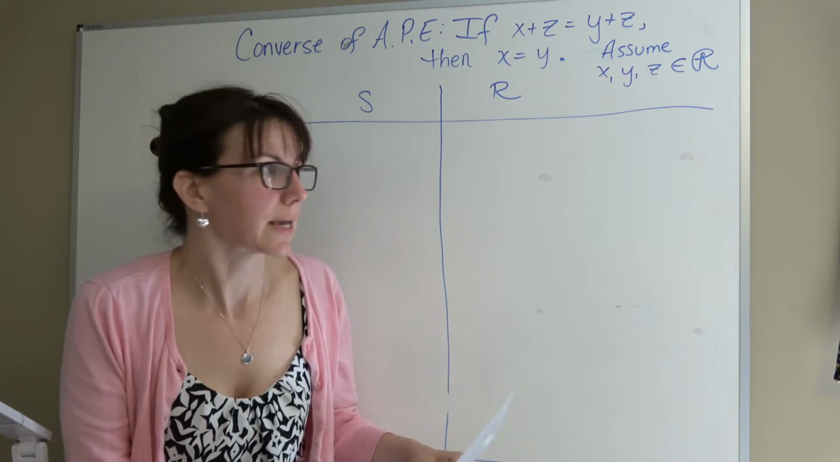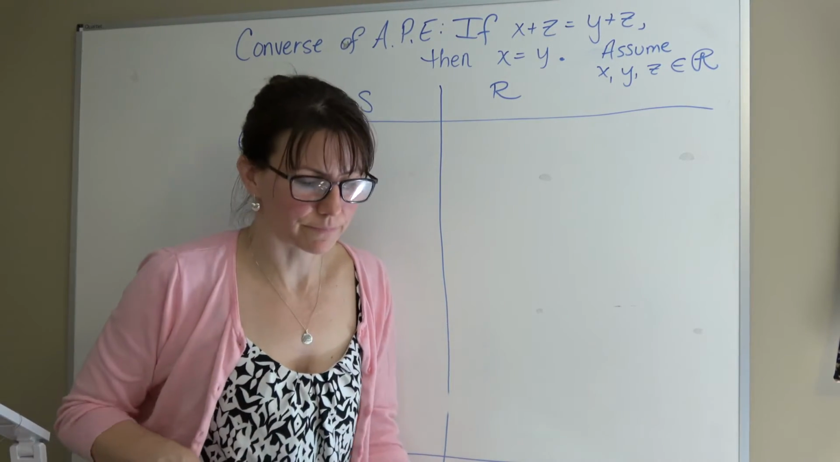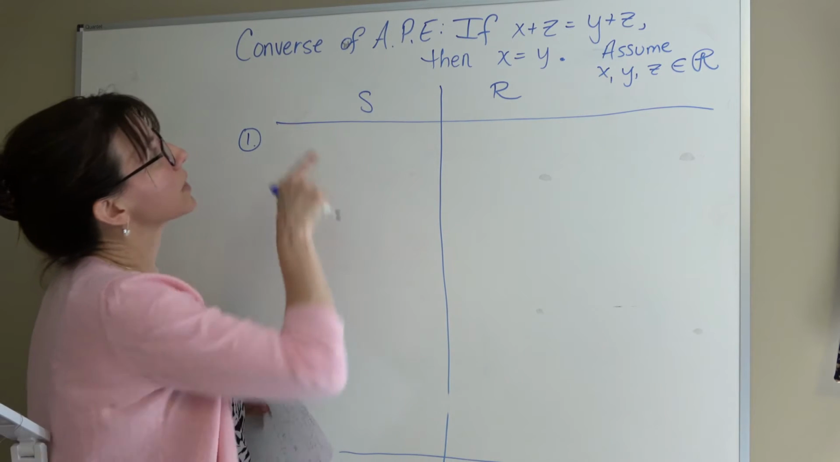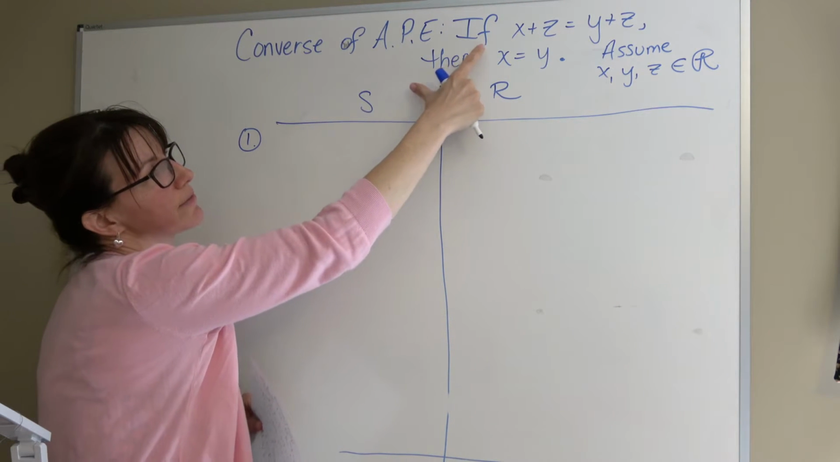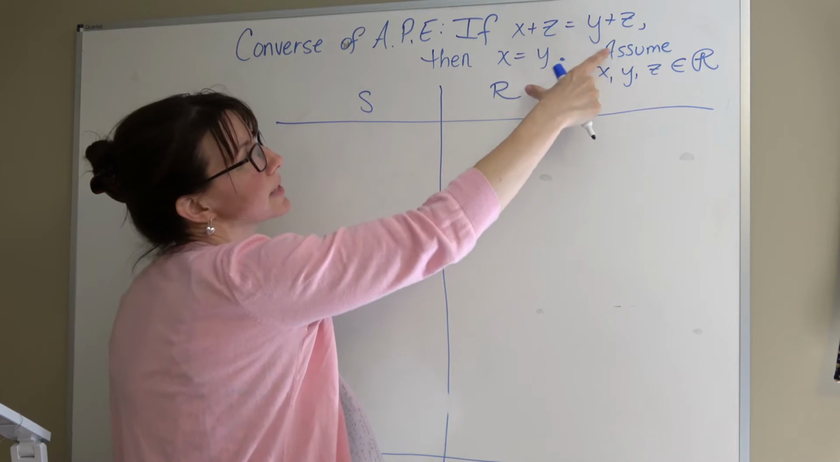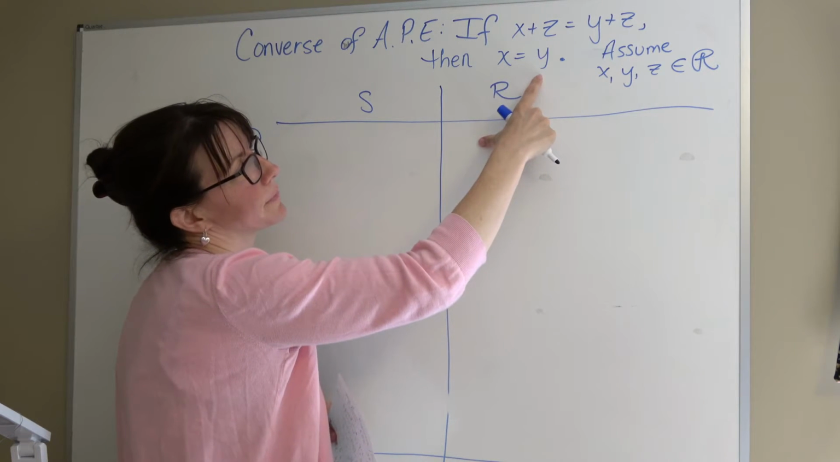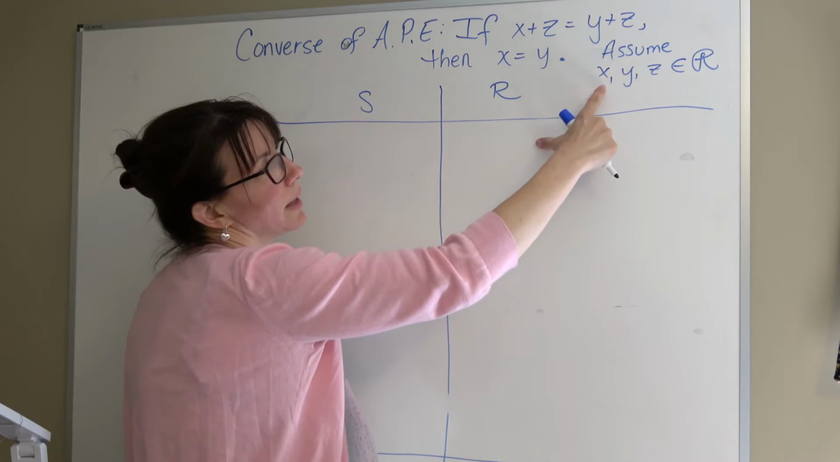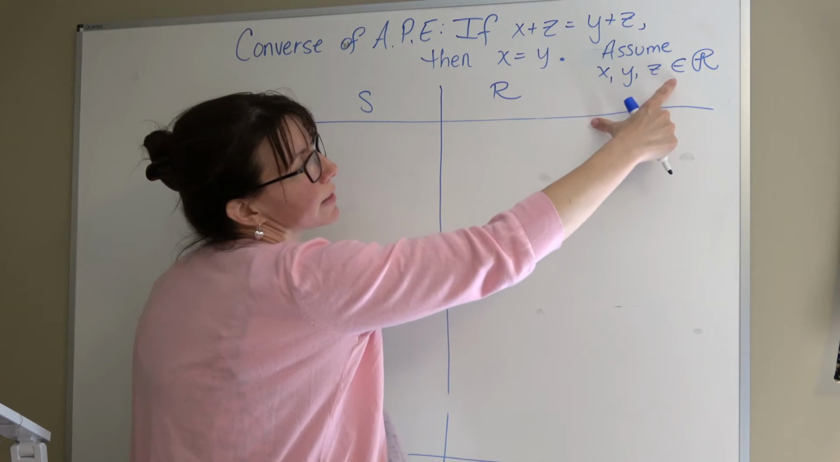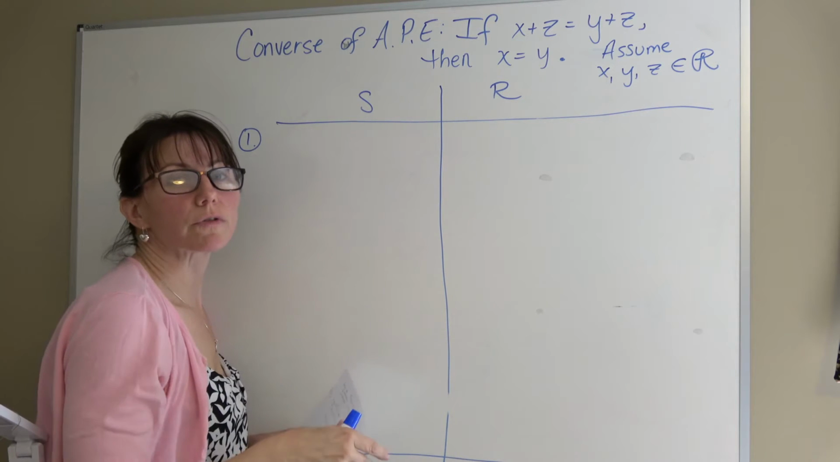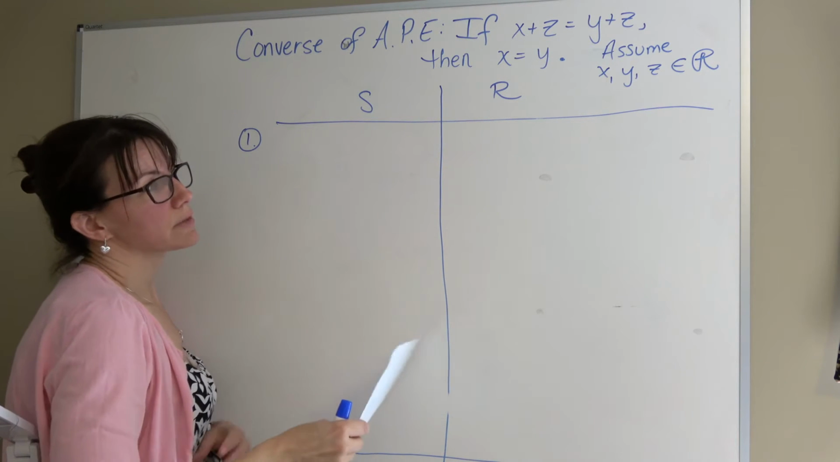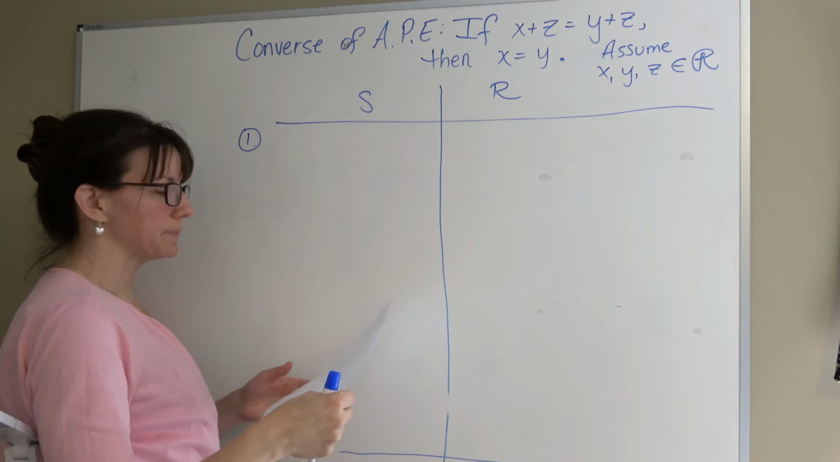And we're going to start today by proving the following. We're going to prove the converse of the addition property of equality, which says that if x plus z equals y plus z, then x equals y. And here we are assuming that x, y, and z are elements of the real numbers, because the properties that we have are only for real numbers, of course, and so that's all we can work with.